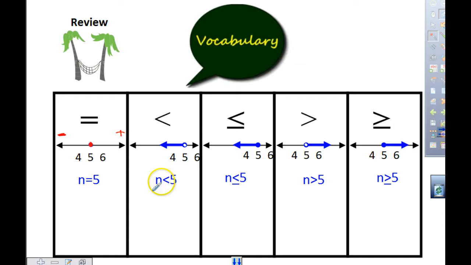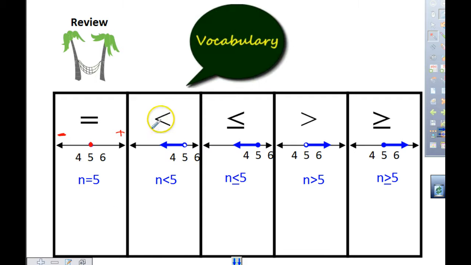So 4.99, 4 7/8, 3, 0, anything negative. Those are all solutions. So inequalities have an infinite number of solutions because it's all numbers just less than 5, as opposed to equations, which have just one answer. One right answer, that's it.